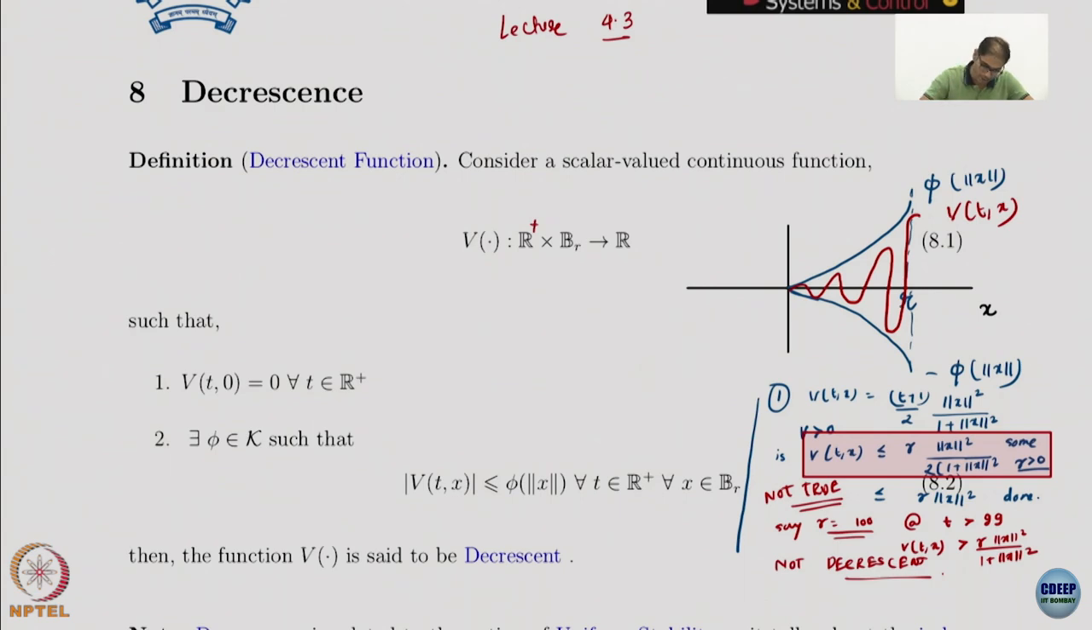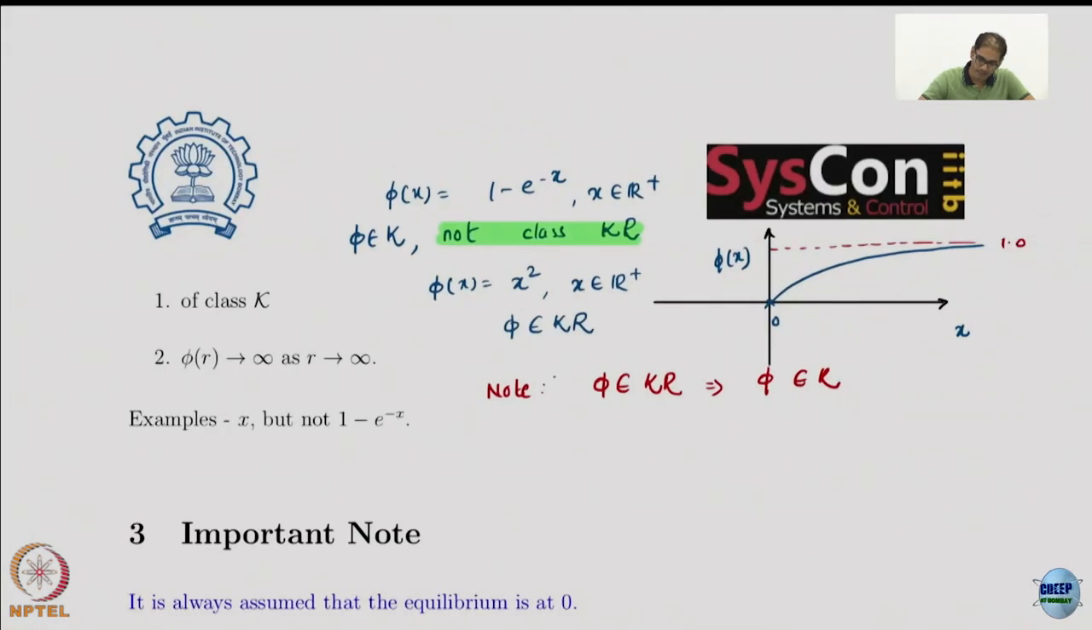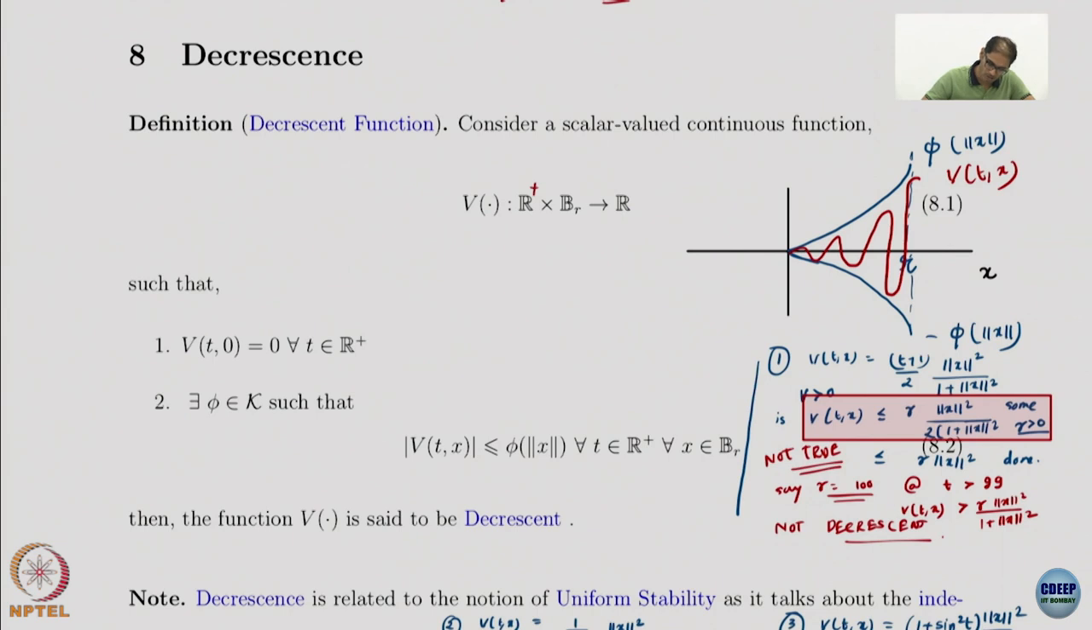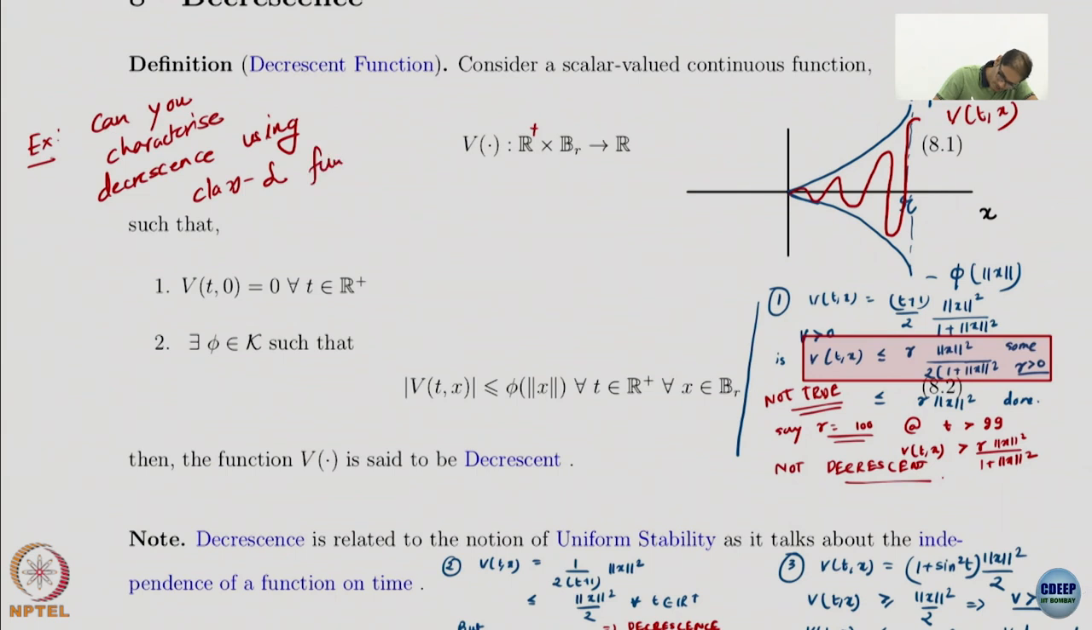Now if we go back and look at, which we did not use, the class L function. Instead of using a class K function there, that is phi is class K, do you think we can characterize this decrescence in terms of class L functions? This is a question I want you to think about. So I will put it as an exercise. Can you characterize decrescence using class L function?